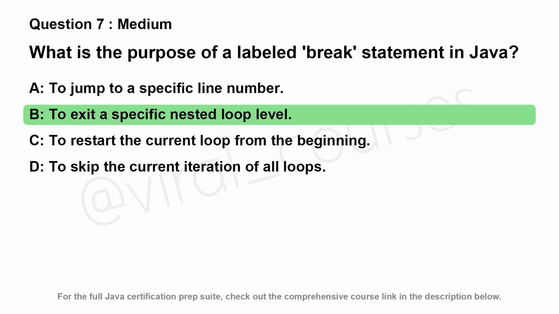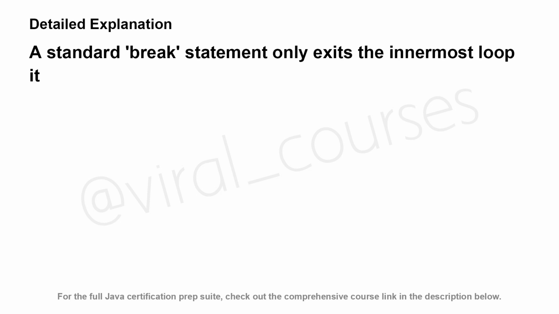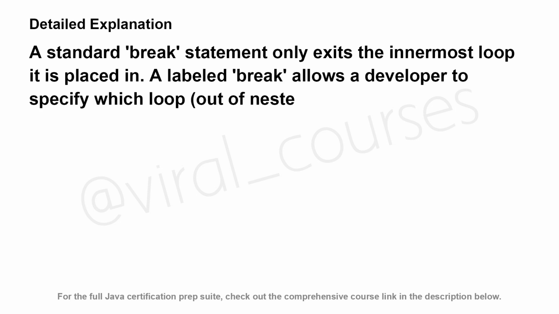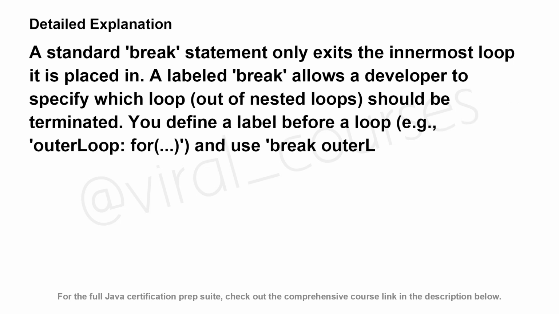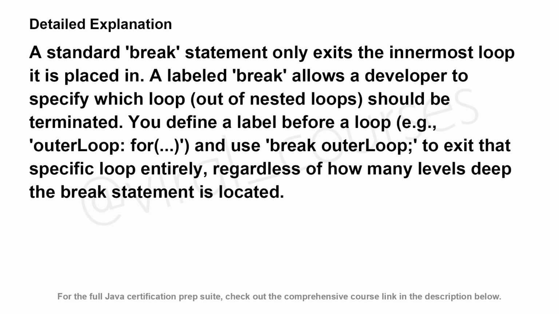The correct answer is B. A standard break statement only exits the innermost loop it is placed in. A labeled break allows a developer to specify which loop out of nested loops should be terminated. You define a label before a loop, e.g., outer: for (...), and use break outer to exit that specific loop entirely, regardless of how many levels deep the break statement is located.